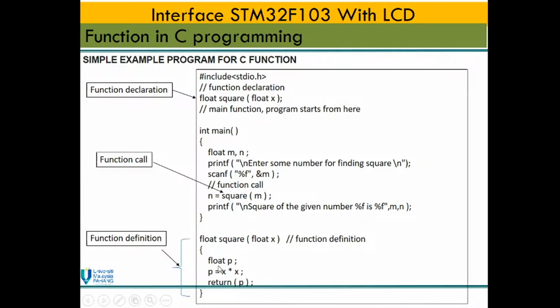The value of m is passed as an argument to the function square. The value is multiplied by itself, and then the multiplied value is returned to the main function from the function square. This is a simple program using functions.